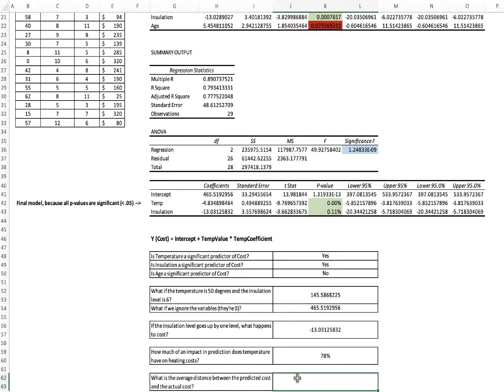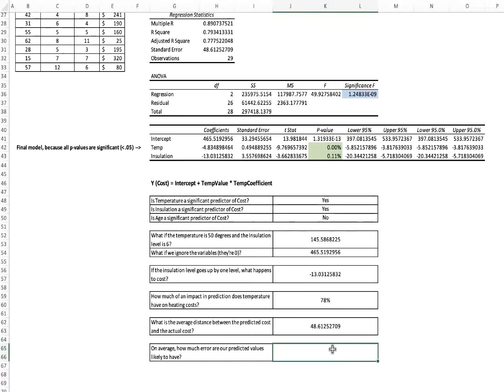Now, what is the average distance between the predicted cost and the actual cost? So remember, if we could plot this along a line, and we had that line of best fit, how far away would those data points be from that line? And that's simply our standard error. And that's very similar to the last question, just worded a little bit differently. On average, how much error are our predicted values likely to have? And that is also going to give us our standard error.